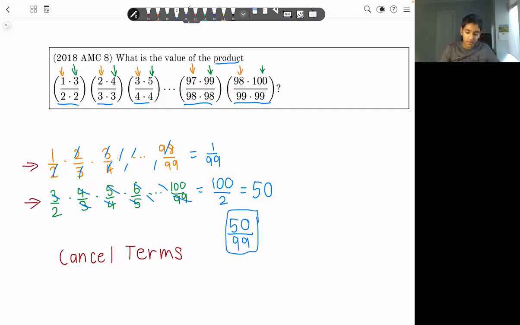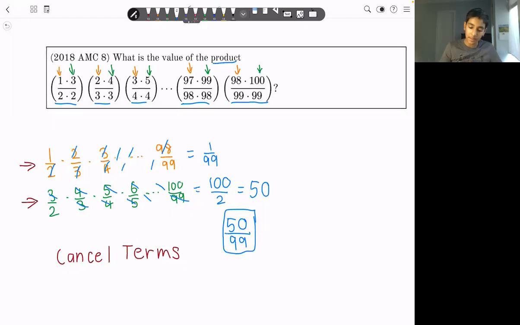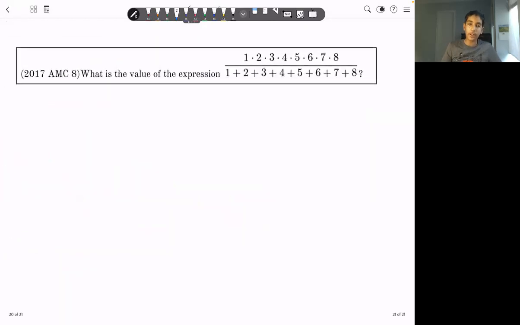This is another very interesting problem too. So any questions on this problem? Okay, so it looks like we're out of time, but let's go over this one other question then.